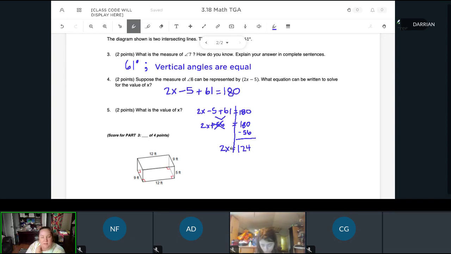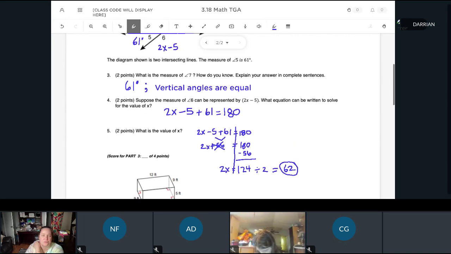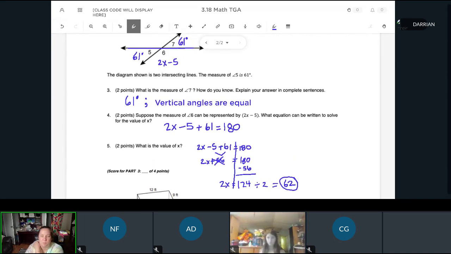Now we're trying to find x here. Currently, x is being multiplied by 2. How can we undo that? Hannah, yes, I will. Very good. Divide it by the other side. So we're going to divide by 2. What is 124 divided by 2? 62. Good. And circle that 62. That is the value of x. And we'll pause right there.